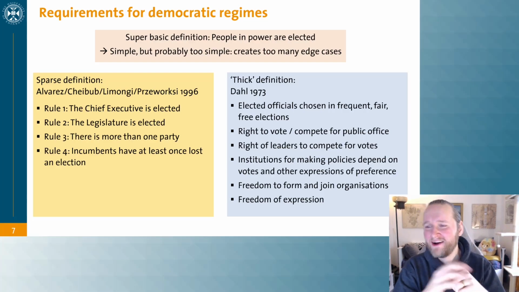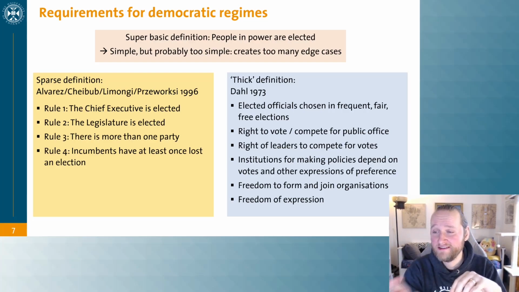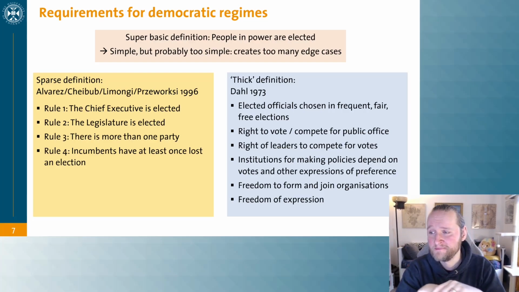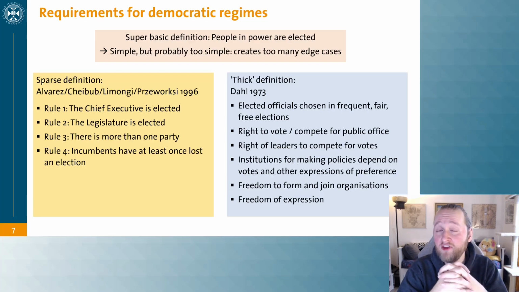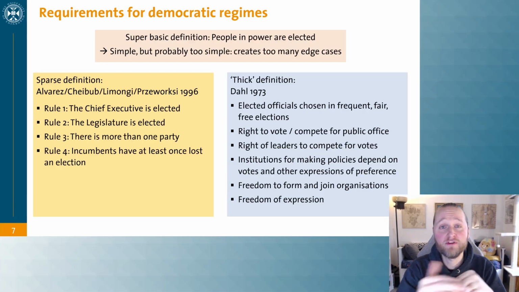All good. Now, a thicker definition of what a democracy means comes from Dahl 1973, and we'll see in a second why I would call it a thicker definition. So the first bullet point here is not that dissimilar from the other side. Elected officials should be chosen in frequent, fair, and free elections. Presumably with Dahl, this goes both for the chief executive and the legislature.